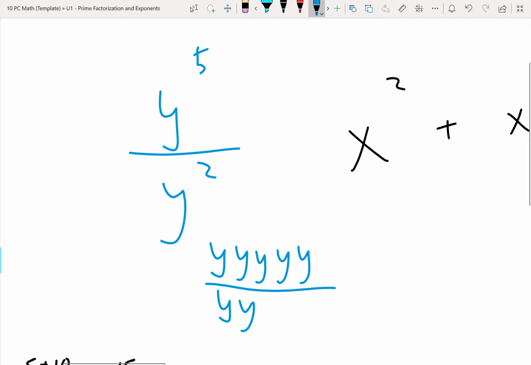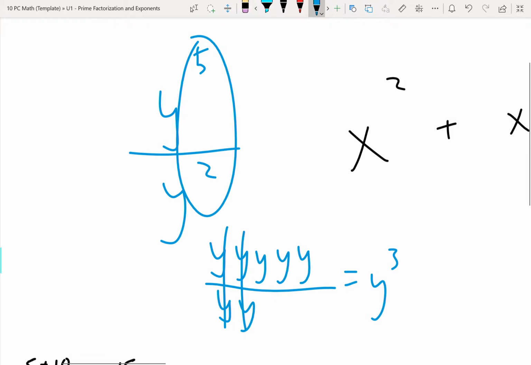And what we can do is when we're dividing, we can cancel out. So these cancel out because they're the same. And it just becomes y cubed. And if you think about it, again, it was 5 minus 2 becomes y cubed.